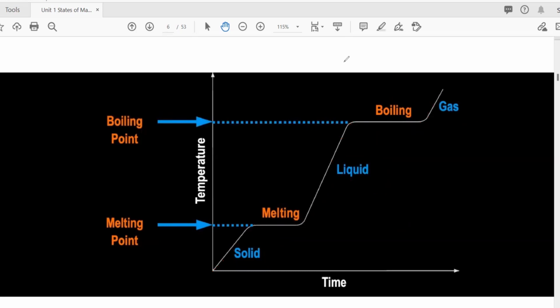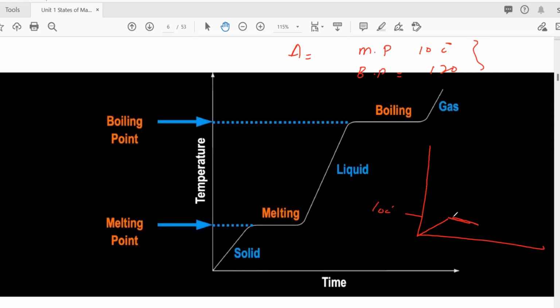So if in the exam I give you a question: there is a substance A. Its melting point is 10. Its boiling point is 120. Draw the heating curve for this one. Very simple. You will draw like this. You will make it straight like this, and here you will write 10 degrees. Then again it starts to increase. And when it becomes straight again, what will you write here? 120. Because this is the melting point, this is the boiling point. And again, you will make it go up like this. So this is how to draw a heating curve for any substance.